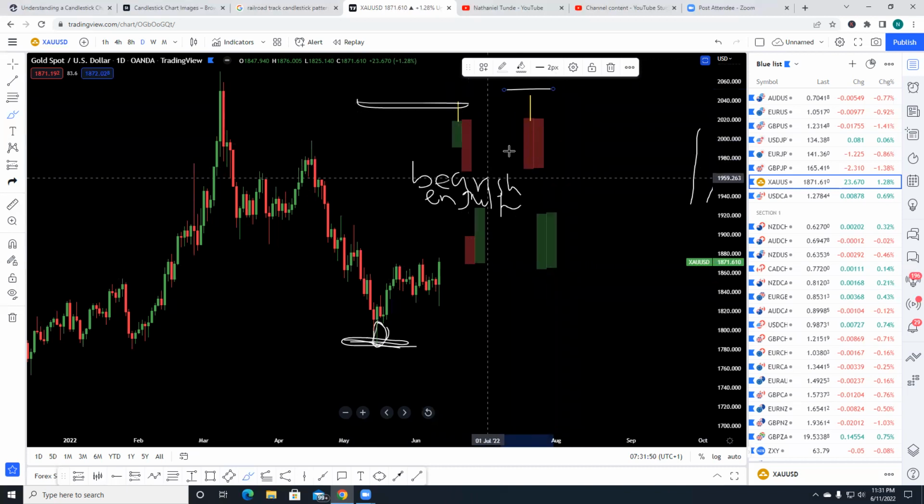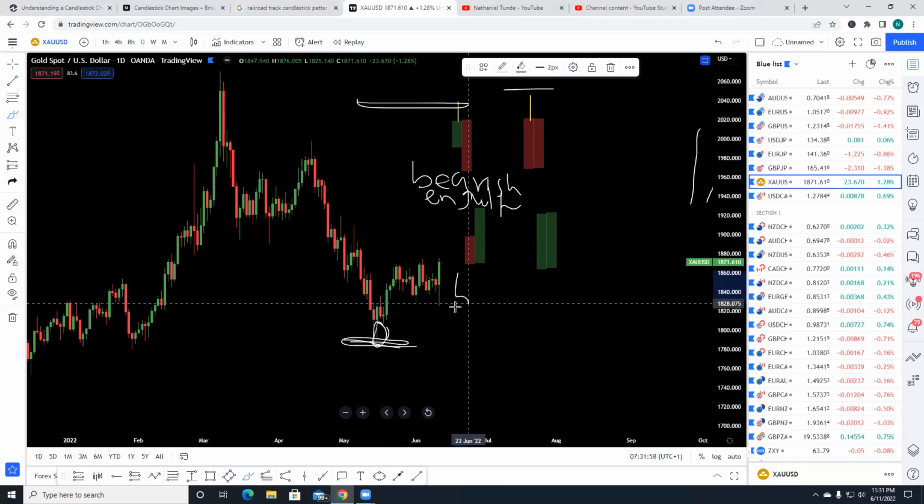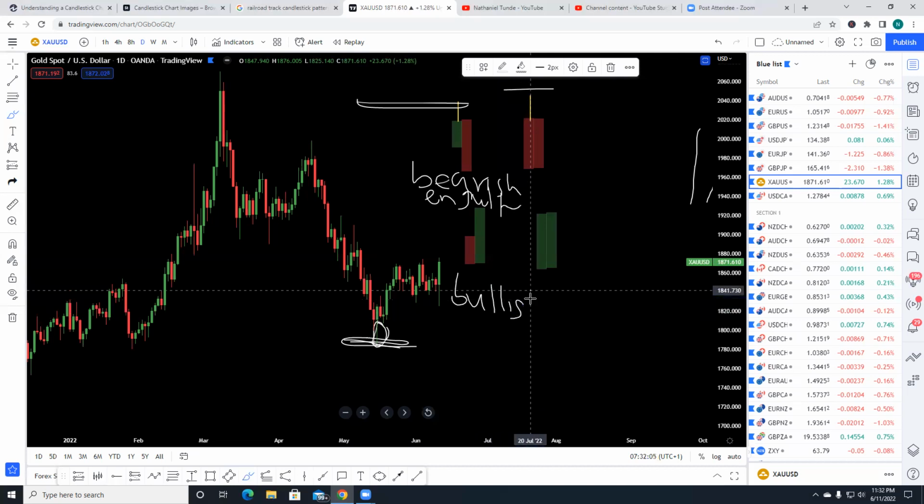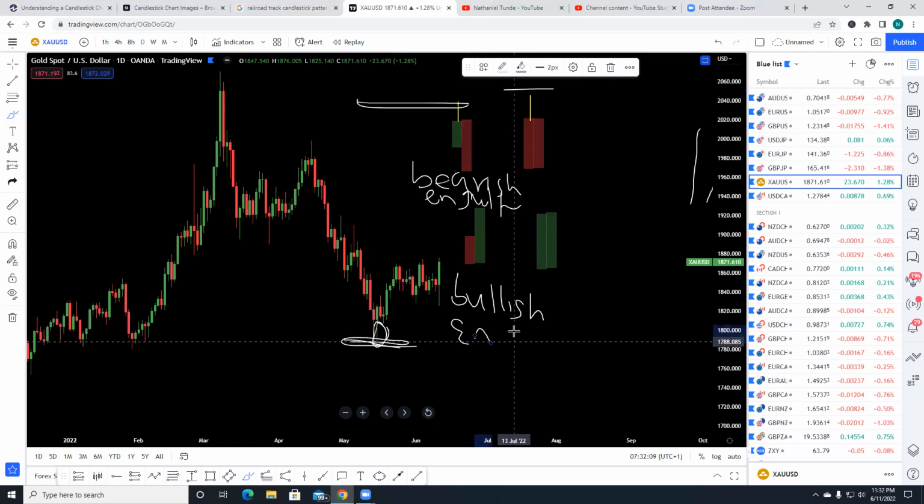Okay, so let's take the opposite of the bearish pattern and look at the bullish pattern, guys. This is bullish engulfing. Bullish engulfing. Remember, I'm discussing with you candlestick patterns that matter.